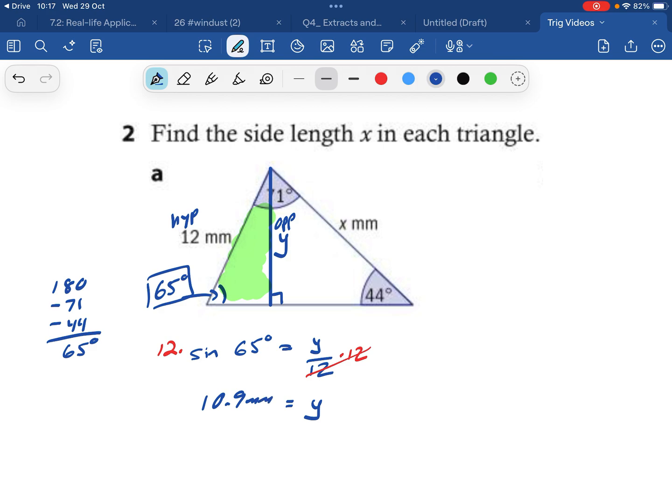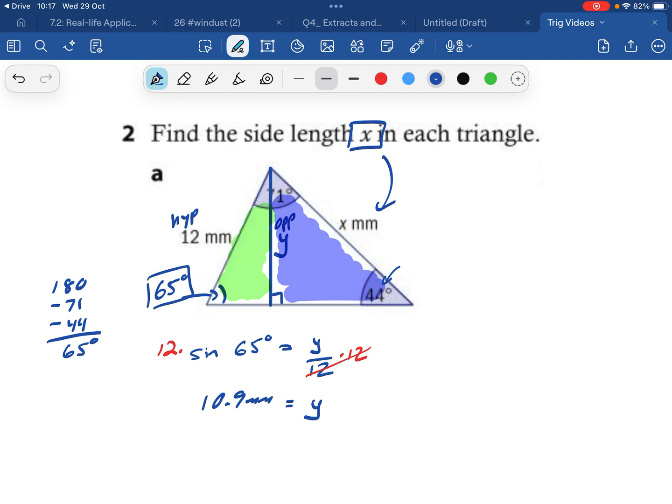All right, now I figured out Y, but that's not what this question's asking for. The question's asking for X, or this side. Well, now what I'm going to do is go to the other side of this. I'm going to use this right triangle, because now I can change and I can use the 44 degrees as my reference angle.